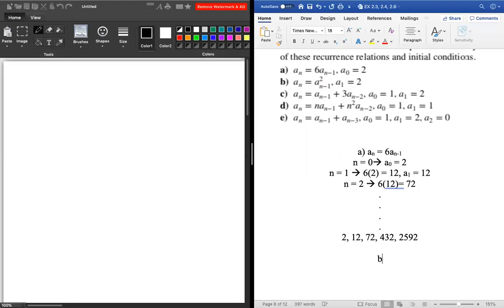Let's do part C here. Likewise, I won't be wasting time doing all the details, so I'm just going to list the answers right away. It's basically a_{n-1} and 3a_{n-2}, with a_0 equals 1, a_1 equals 2. So the answer for part C is 1, 2, 5, 11, and 26.